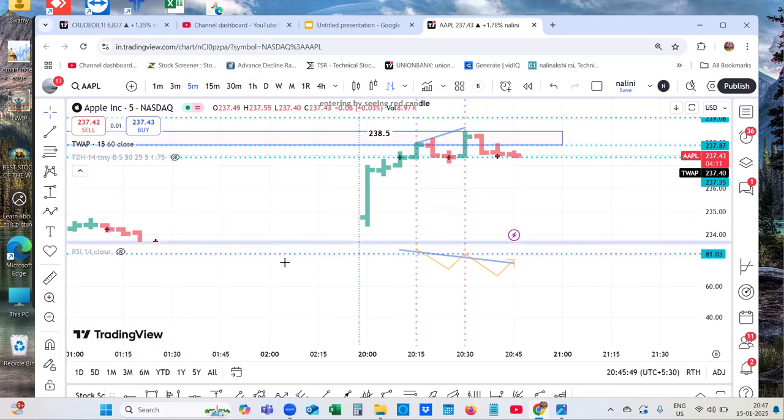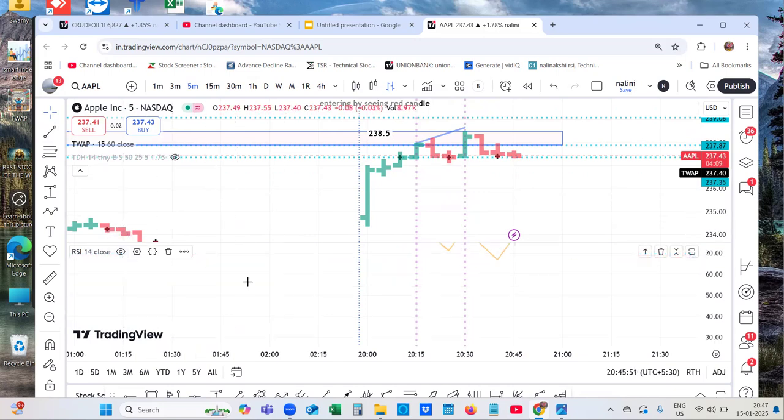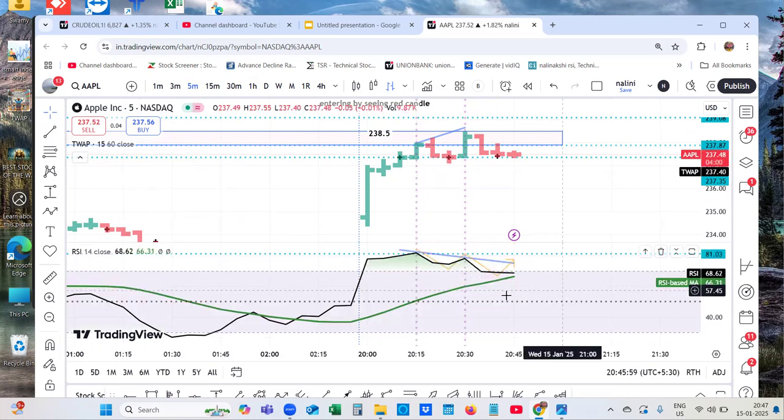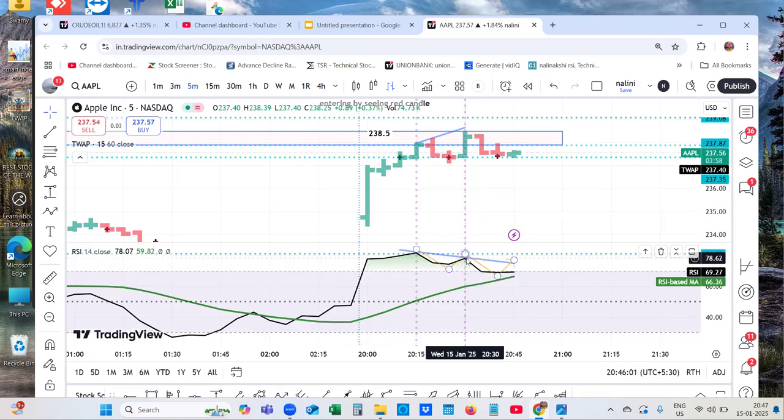Okay, let me hide. And let me go back to the RSI. He will not let me use this. Yes. Now RSI, even though this candle is showing, RSI is trending down. The reading is 69.38.